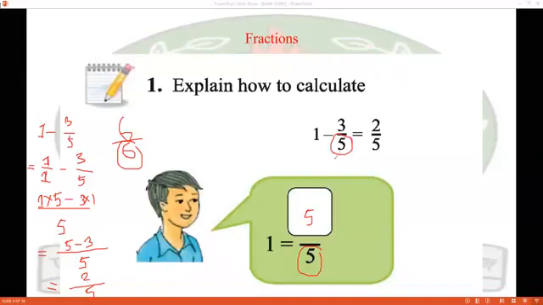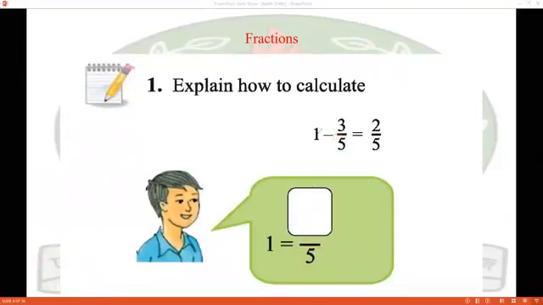So first, look at the other fraction's denominator. It is 5, so the new fraction's denominator will also be 5. And you have to choose a numerator so that it equals 1, so 5 by 5 is possible. So instead of 1 we can write 5 by 5, because you know that 5 by 5 means 1, and minus 3 by 5.